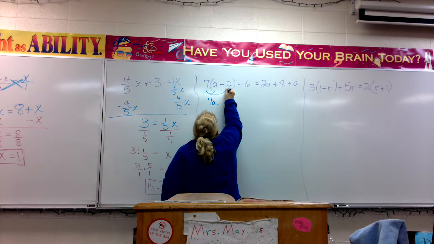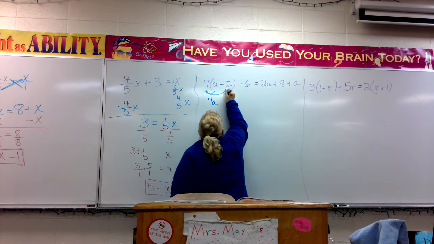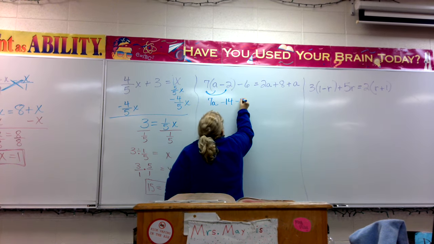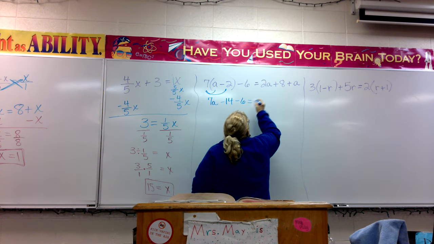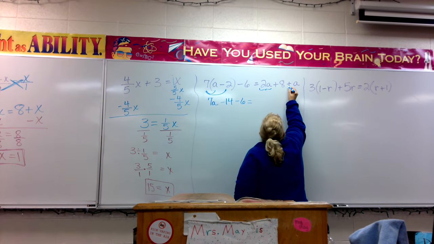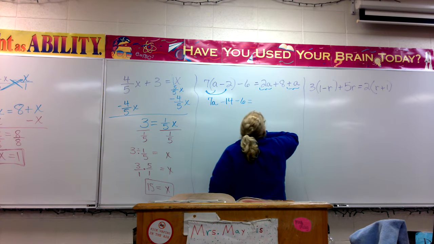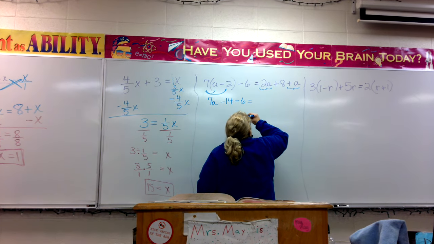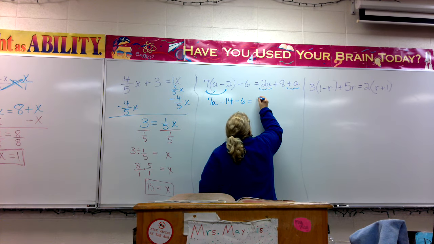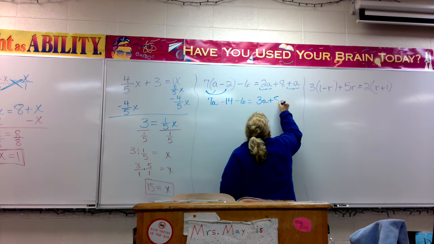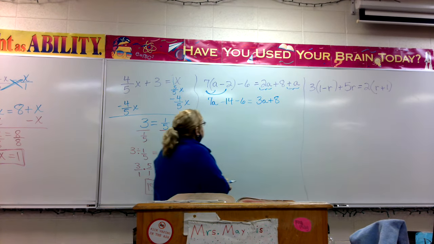7a, what do I get here? 14. And then I have minus 6 equals, do you see these on the same side? Combine them. What do you get? 3a plus 8. Now what?